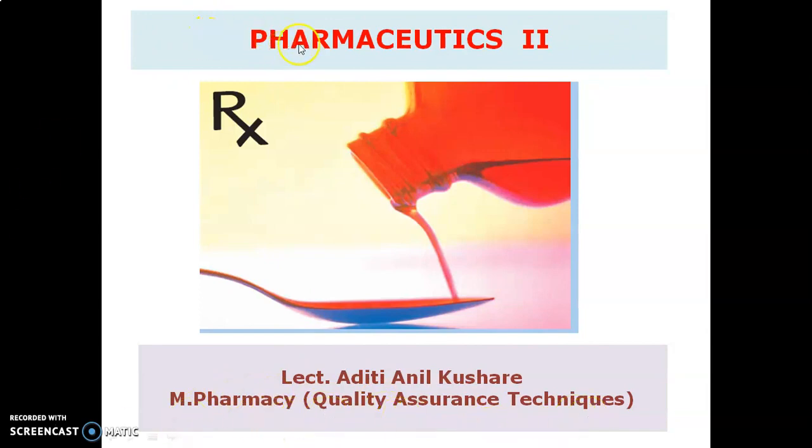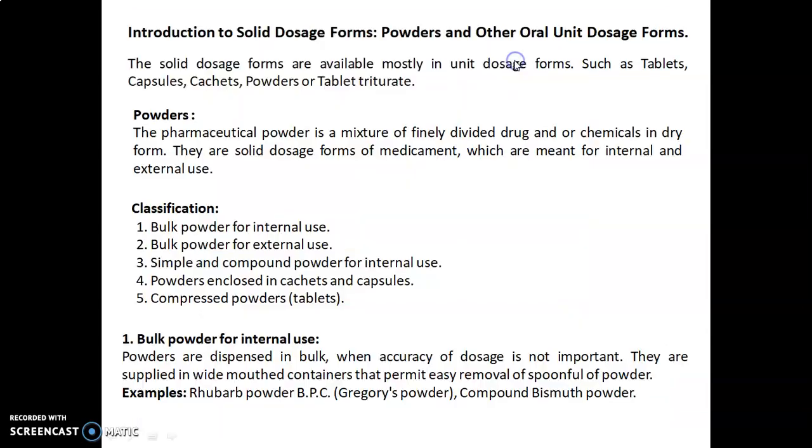Today we are going to discuss the experiments from Pharmaceutics 2. So we will discuss the introduction to solid dosage forms, that is powders and other oral unit dosage forms. The solid dosage forms are available mostly in unit dosage forms such as tablets, capsules, cachets, powders or tablet triturate. Powders: the pharmaceutical powder is a mixture of finely divided drug and/or chemical in the dry form. They are solid dosage forms of medicament which are meant for internal and external use.